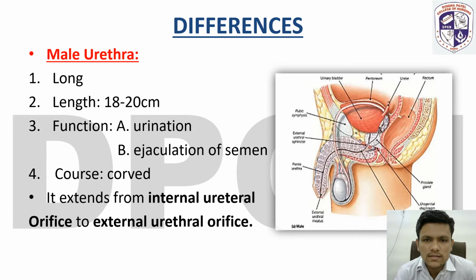Next, the difference between the male urethra and the female urethra. First of all, the male urethra is long. Second, the length of the male urethra is 18 to 20 centimeters. Third, the main function in the male urethra is urination, and also the ejaculation of semen. Fourth, the course: it extends from the internal urethral orifice to the external urethral orifice. This is about the male urethra differences.